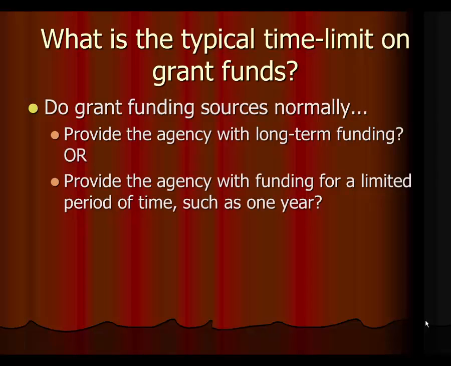So you'll focus on the program, services, and need, not the fact that the agency needs money, and it's a good agency. What is a typical time limit for grants? Do grant funding sources normally provide the agency with long-term funding or short-term limited time funding? Well, the answer is the second one, limited. Typically a grant is 1 year, maybe 2 years, sometimes even 3, but it's not unusual for a grant to be for only a 1 year period of time. If you're looking for a funding source for 10 years or 20 years or indefinite, then a grant is not normally the way to go for that.